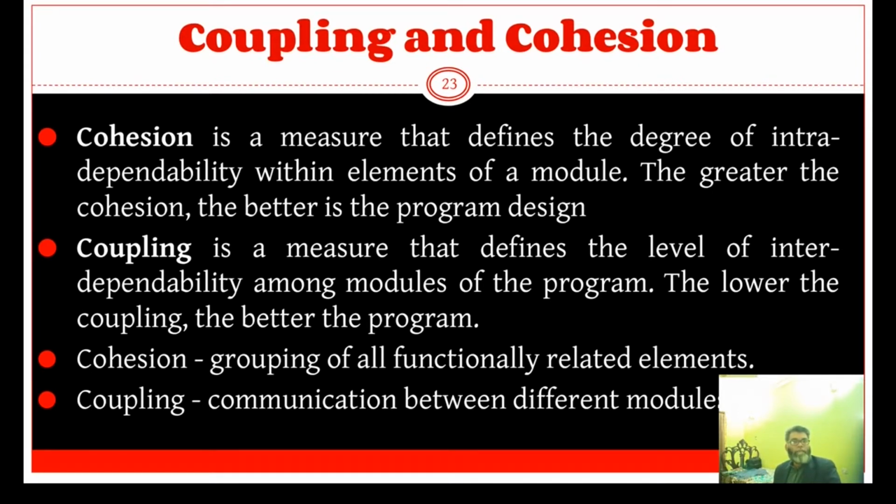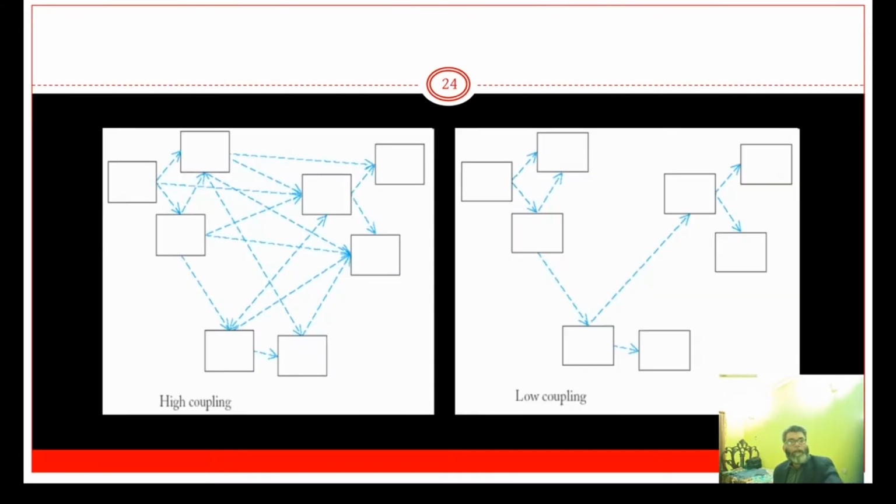Coupling is a measure that defines the level of interdependency among modules of a program. The lower the coupling, the better the program. Or in other words, we can say cohesion is the grouping of all functionally related elements, whereas coupling is the communication between different modules. So here is a diagram for high coupling and low coupling. See here, this is for high coupling and this is for low coupling.